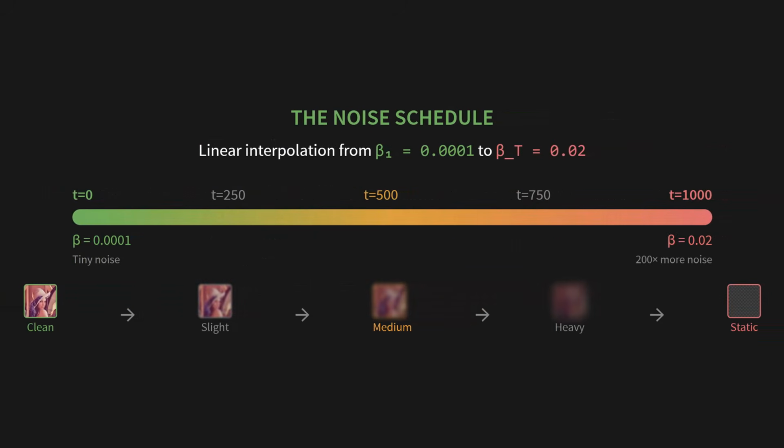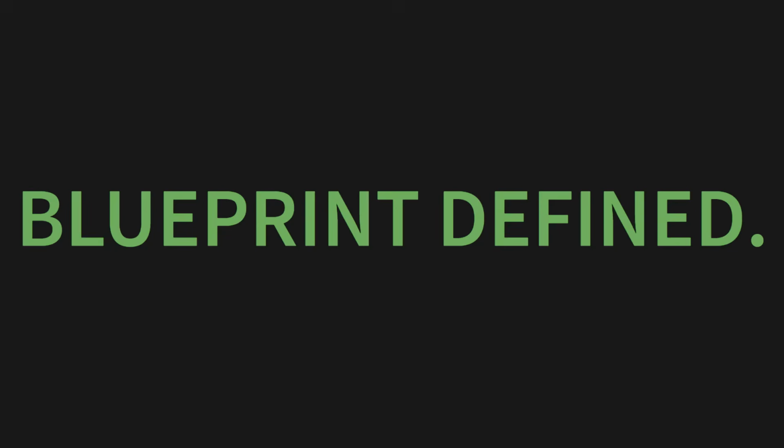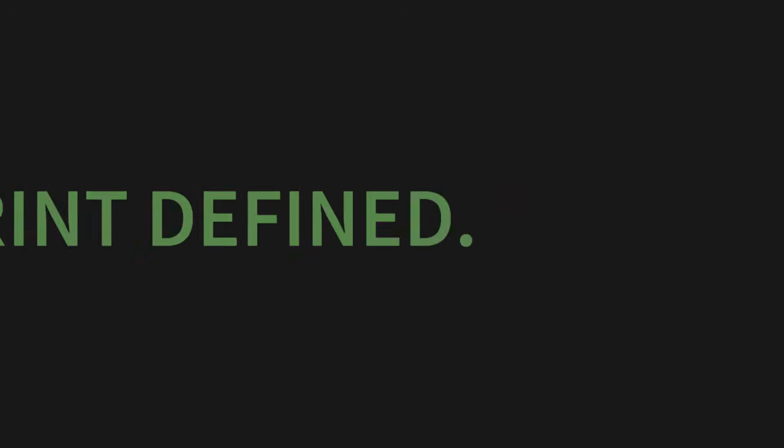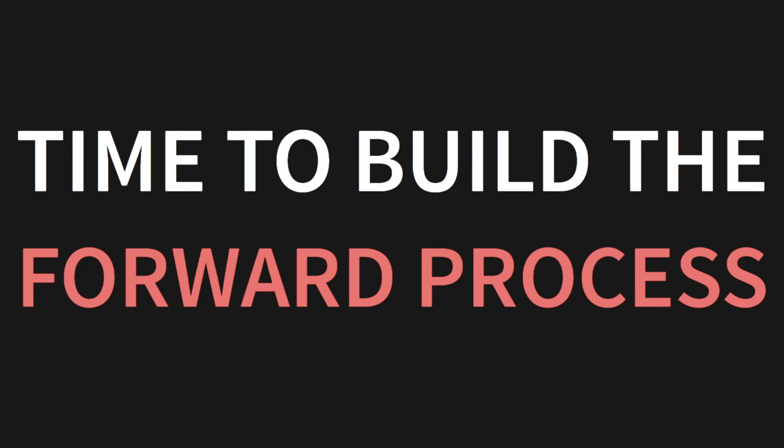Let's visualize that. We linearly interpolate from our tiny beta start value to our much larger beta end value. So as you can see in this timeline, at time step 0, we're adding just a tiny bit of noise. But by the time we get to the end, at time step 1000, we're adding 200 times more noise. We go from a clean image to a slightly noisy one, to a medium noisy one, to heavy noise, until finally, it's pure static. And with that, our blueprint is defined. All the core parameters are set. Now it's time to build the first part of our machine, the forward process.